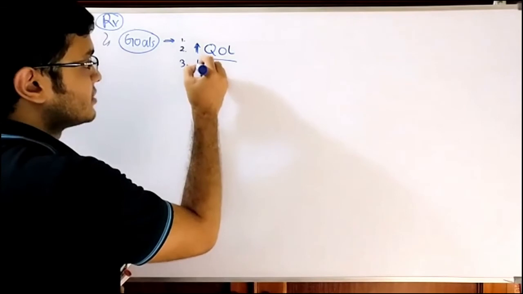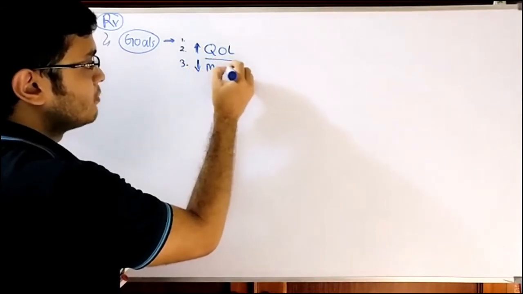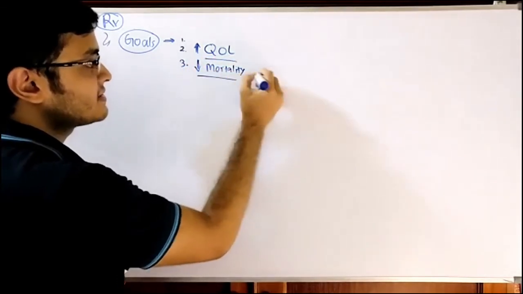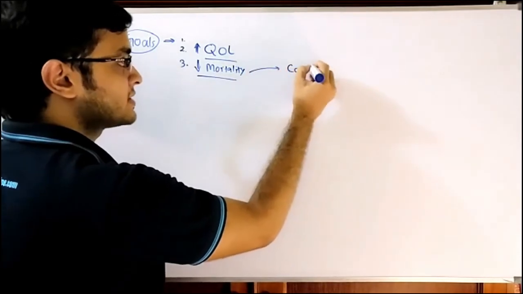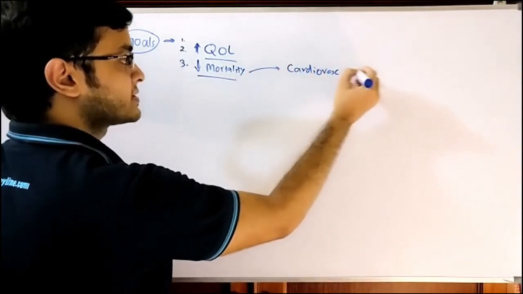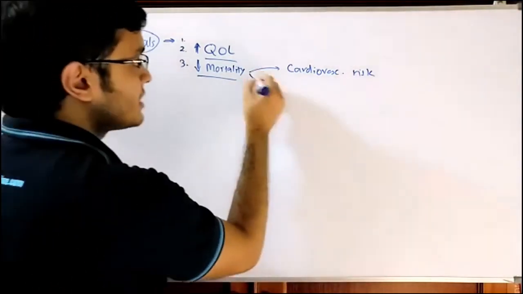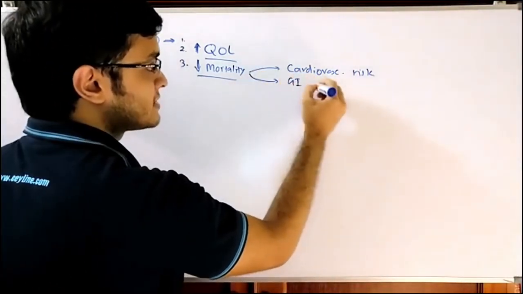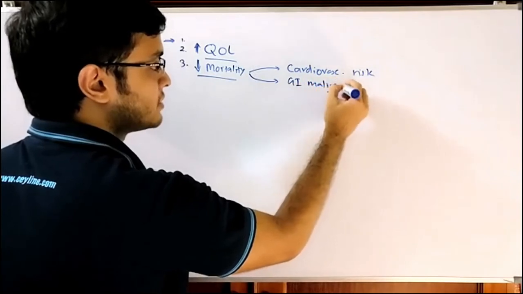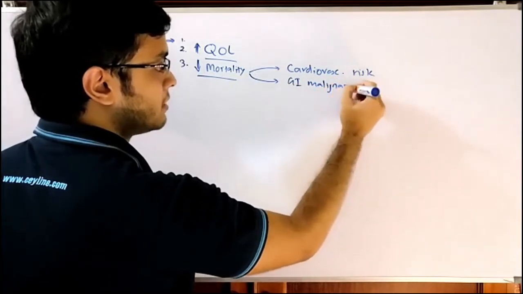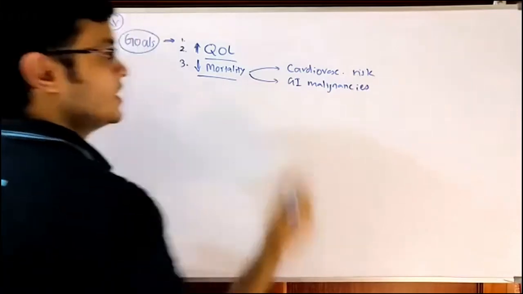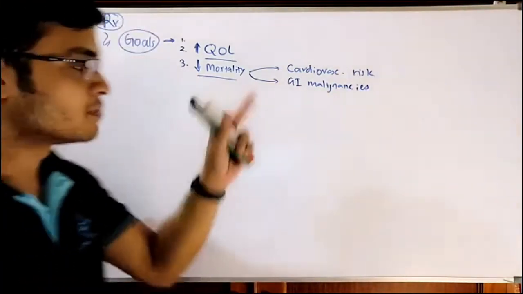Third thing, guys, is to reduce mortality. Here, what are we assessing? One is cardiovascular risk, that we talked about due to the complications. And again, you have to assess for gastrointestinal malignancies. You have to look at all of these to reduce mortality.